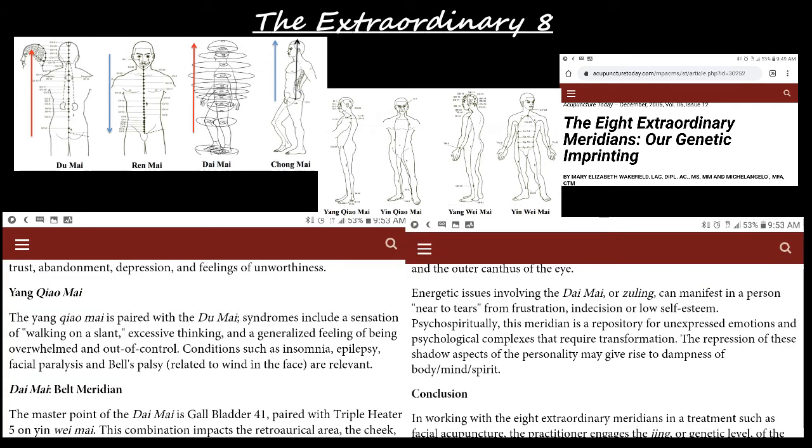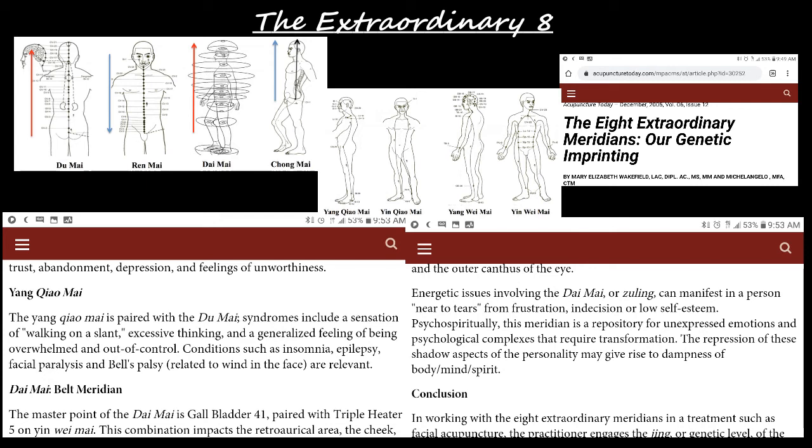The Yang Chiao paired with Du, syndromes include sensations of walking on a slant, which sounds like another symptom of vertigo to me, excessive thinking, generalized feelings of being overwhelmed or out of control, which sounds like bipolar disorder, insomnia, epilepsy, facial paralysis, and Bell's palsy, which is like wind to the face, the feeling of having wind in your face, but relevant to yang.